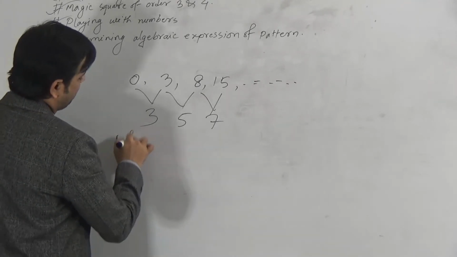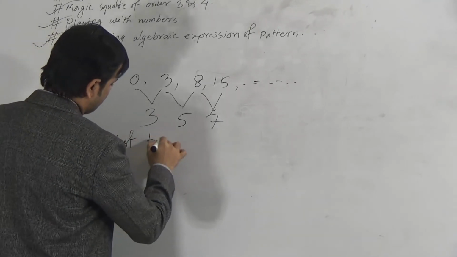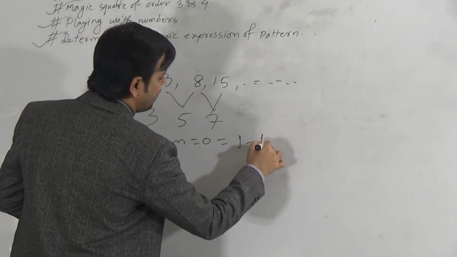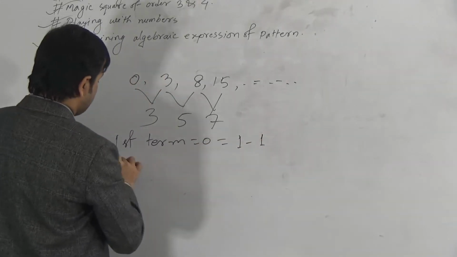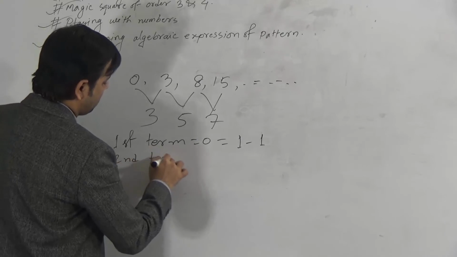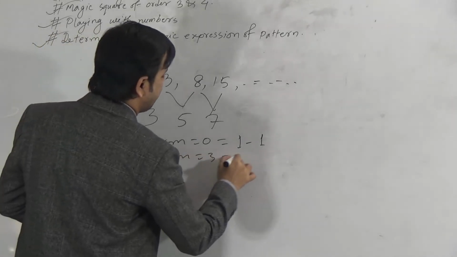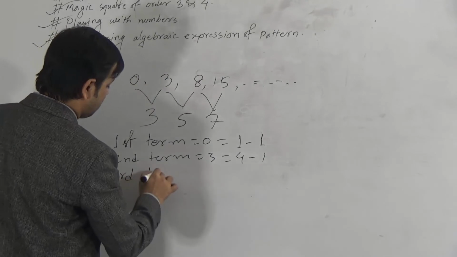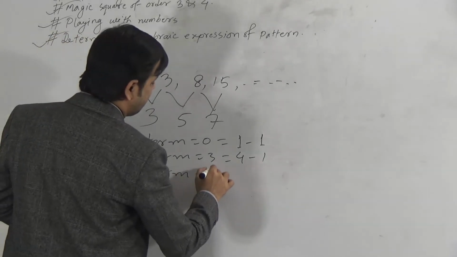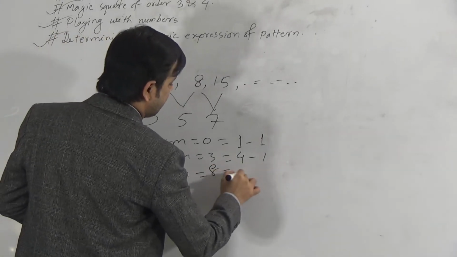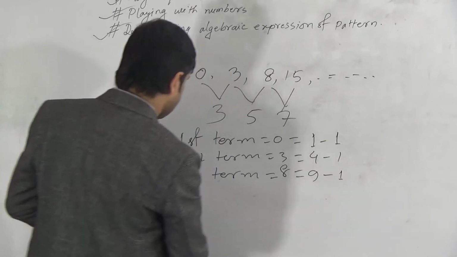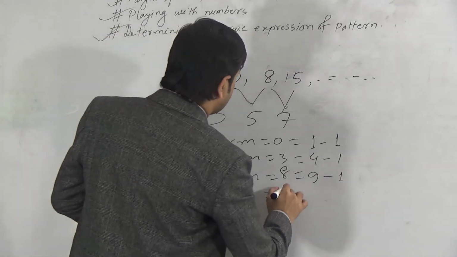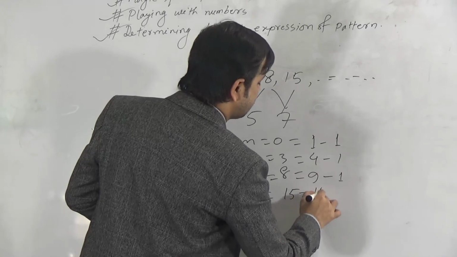First term, that is 0. We can write 0 as 1 minus 1. Second term, that is 3. We can express it as 4 minus 1. Third term, that is 8. We can express it as 9 minus 1. Fourth term, that is 15. We can write 16 minus 1.